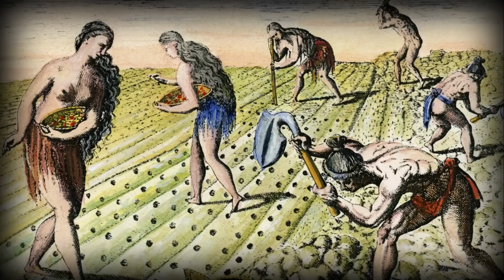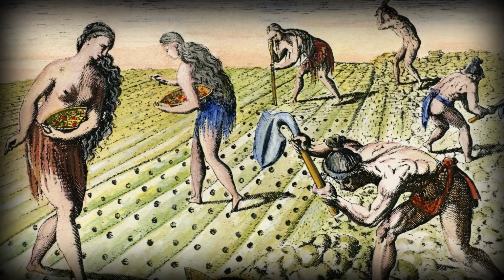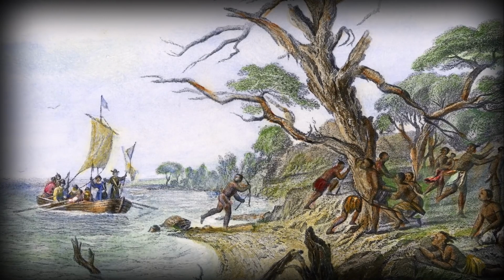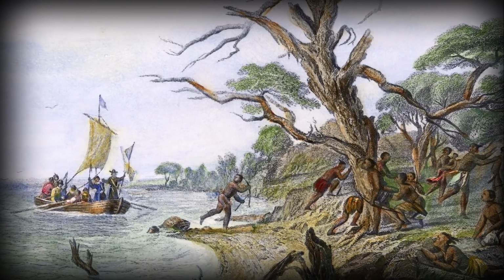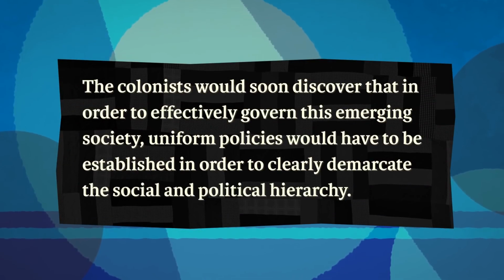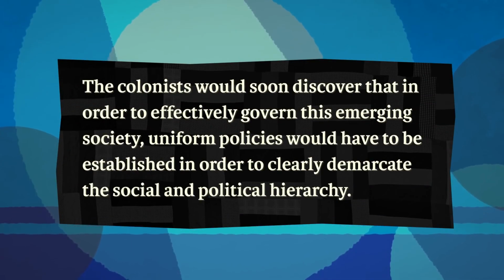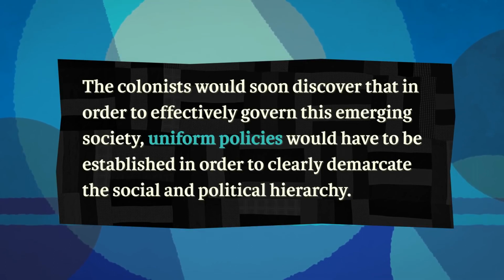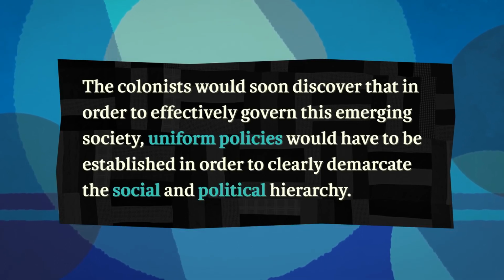And while Europeans did not immediately give up on indigenous labor, ongoing conflicts with Native Americans made imported Africans a much more desirable source of labor. Slavery, however, had not yet been defined and codified by law. But that wouldn't last. The colonists would soon discover that in order to effectively govern this emerging society, uniform policies would have to be established in order to clearly demarcate the social and political hierarchy.